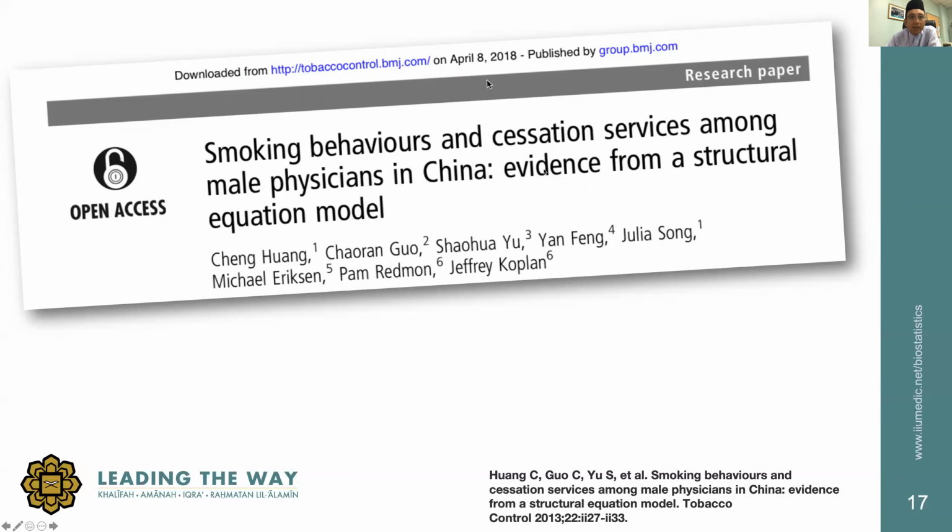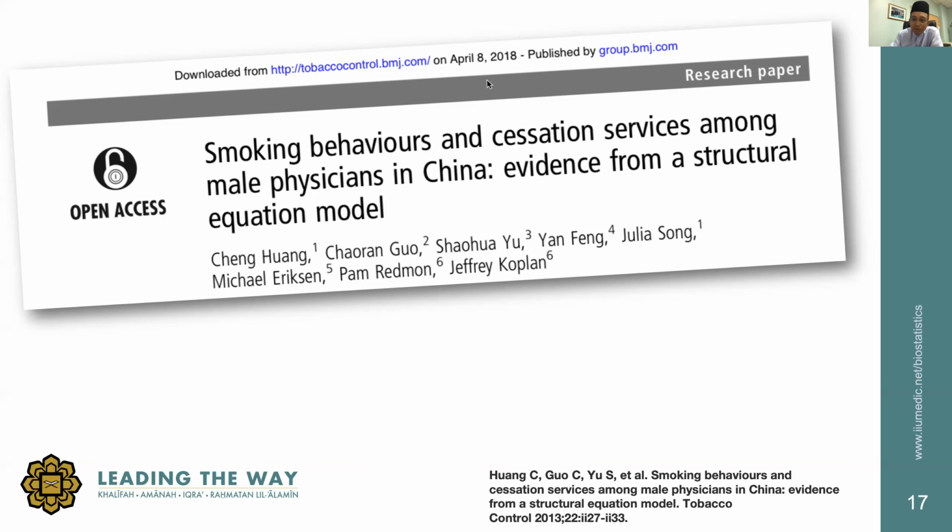This model is used for male physicians only. They excluded female physicians in China. So they want to know. Of course, you have heard the saying: do as I tell you, if you are a doctor, but don't do what I do, isn't it? So if the doctor is a smoker, they say, Pakcik, don't smoke, even though I am also a smoker. Is that going to affect the service or not? Some say no, I'm being very professional; even though I smoke, I still encourage people to stop smoking. Is it true or not? So the study was done to know whether there is a bias, a conflict of interest, or not.